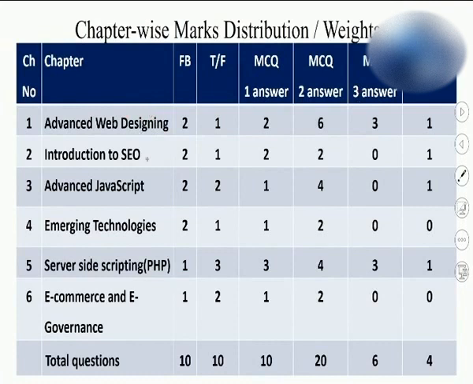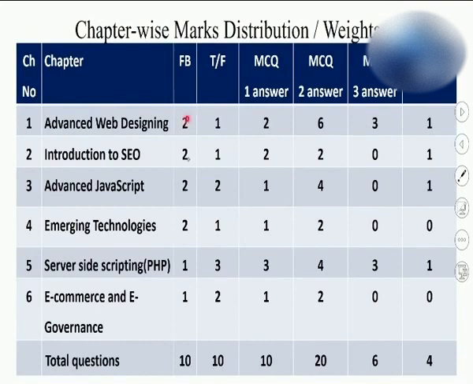Students, observe from the second chapter, 2 fill in the blanks will be asked, 1 true false will be asked, 1 answer correct, 2 questions will be asked, 2 answers correct, 1 question will be asked, and there won't be any question based on 3 correct answers from SEO. If you observe for 3 correct answers, from chapter 1, 1 question will be asked, and from the PHP chapter again 1 question will be asked.